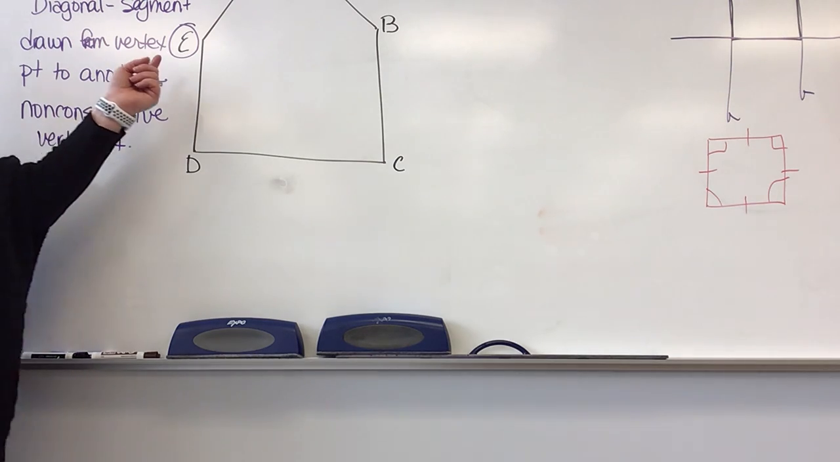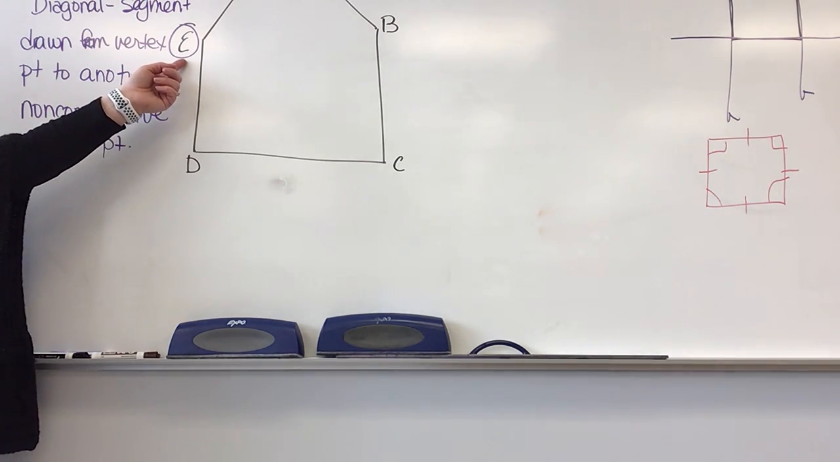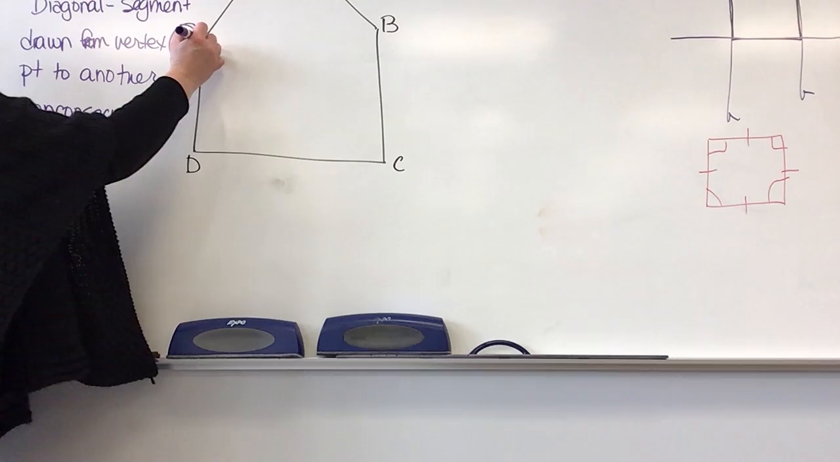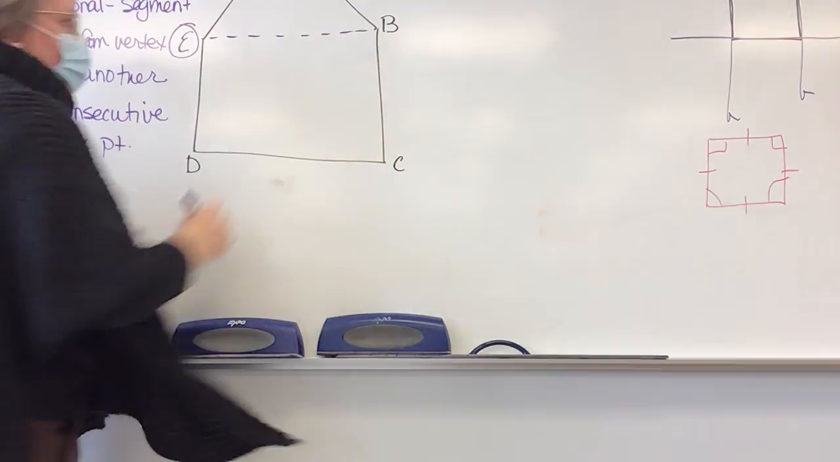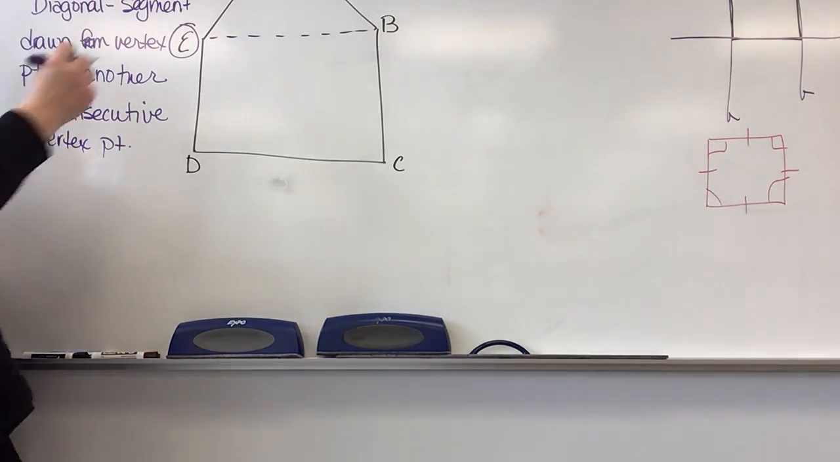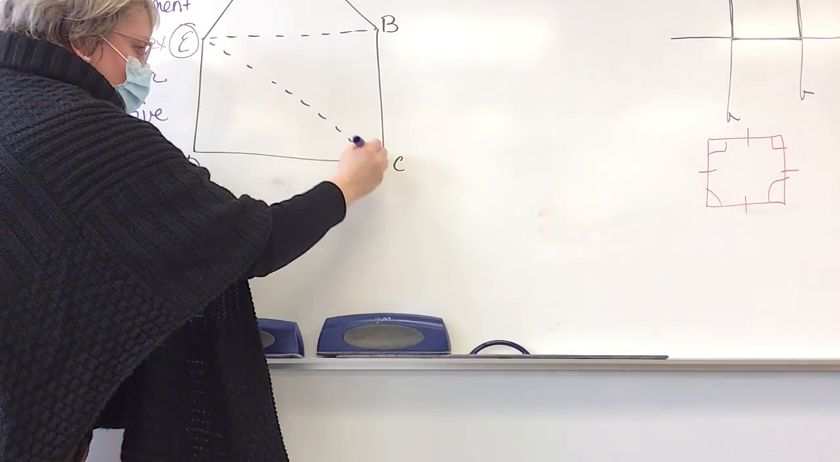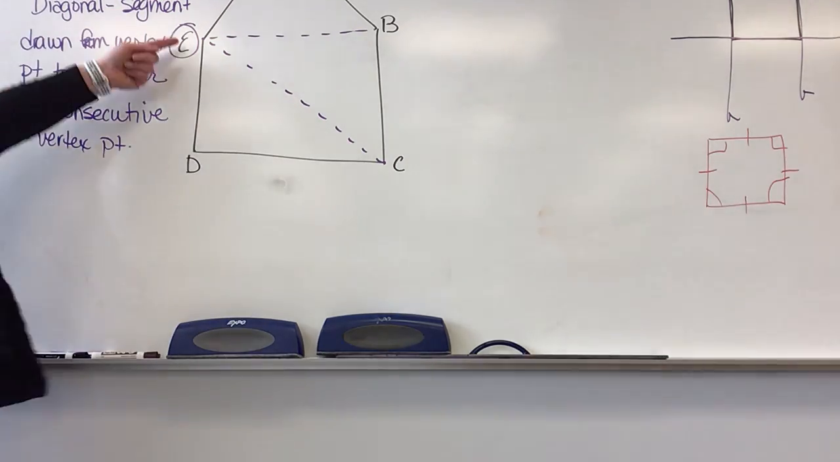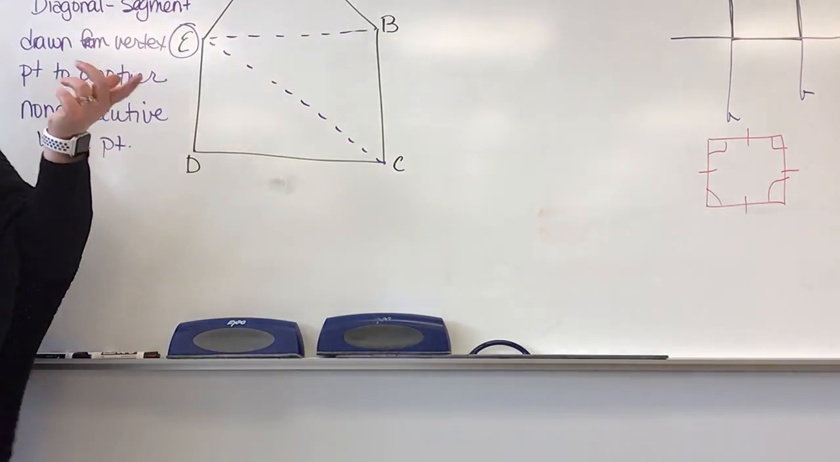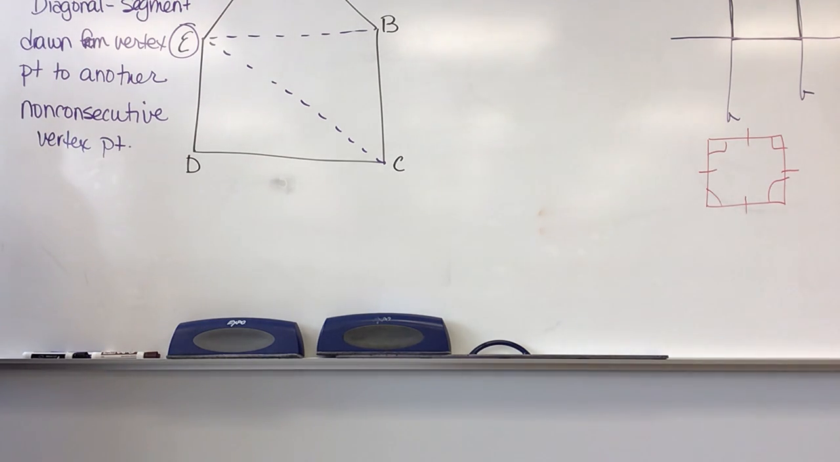So if we just randomly pick this vertex E, I can only draw a diagonal from E to B and then E to C. I can't draw one from E to D or E to A because those are the next consecutive vertice points.